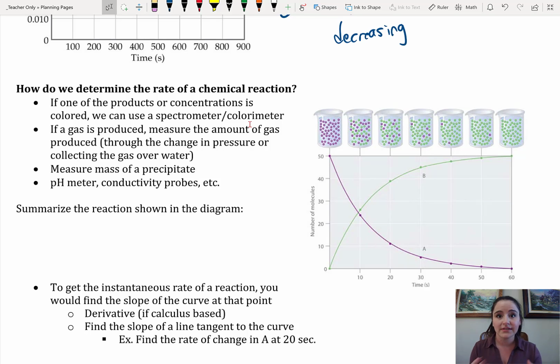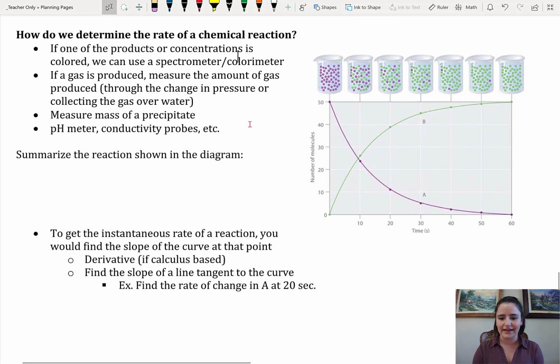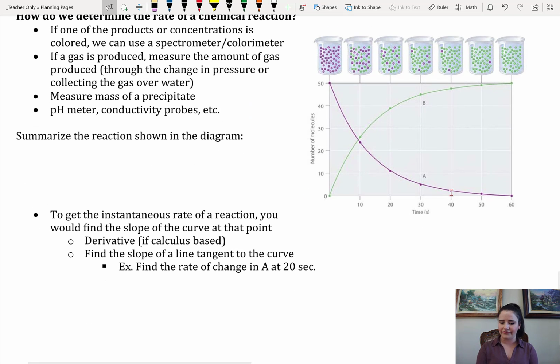If the reaction produces a gas, we can measure the amount of gas produced. If it produces a precipitate, we could look at the mass of the precipitate over time. We could also use things like pH meters to look if there's an acid-base reaction going on, conductivity probes if it is an electrolyte turning to a non-electrolyte that conducts electricity, things like that. And like most things in science, we look at it using a graph.